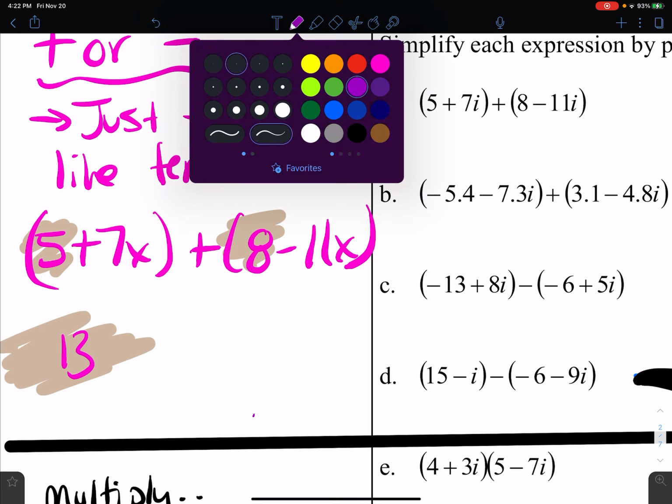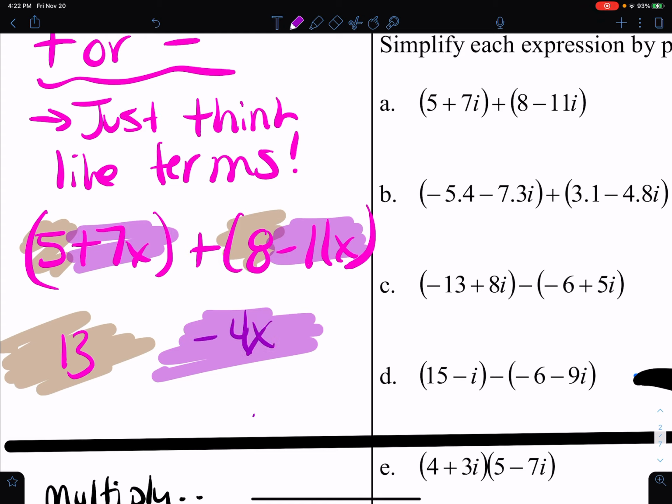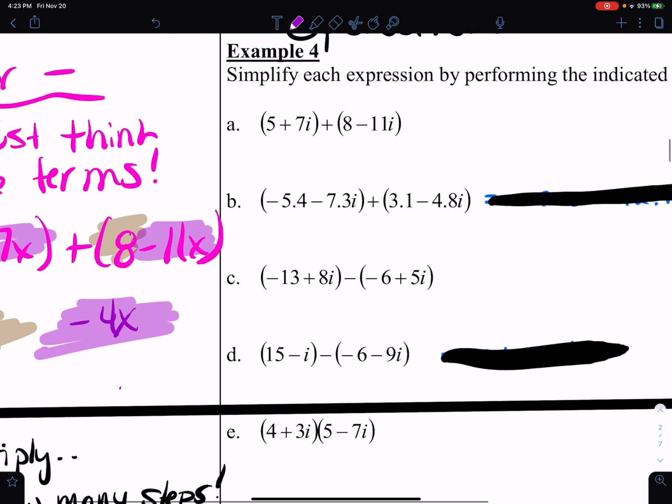And then we see we have some x's. So the +7x's here should combine with the -11x's there. And when we combine them, we get -4x. So you're just treating the numbers as like terms and the x's as like terms. We're going to do the same thing with i's.